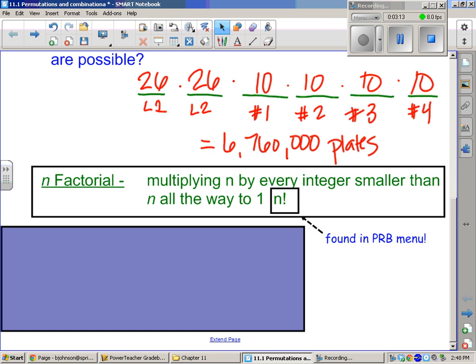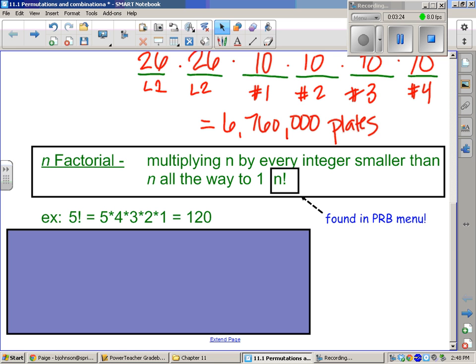What that really means is you take the first number, whatever N is, and multiply it by each number underneath it until you're done. So, for example, 5 factorial. 5! 5 is not an excited 5. It's really 5 times 4 times 3 times 2 times 1, which is 120.